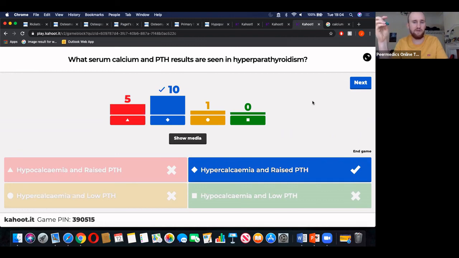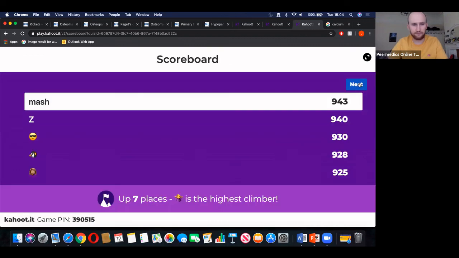With hypercalcemia, you'd be expecting your PTH levels to drop, because obviously your calcium levels are already high, so you wouldn't need the action that PTH normally has. Nice, well done, guys.